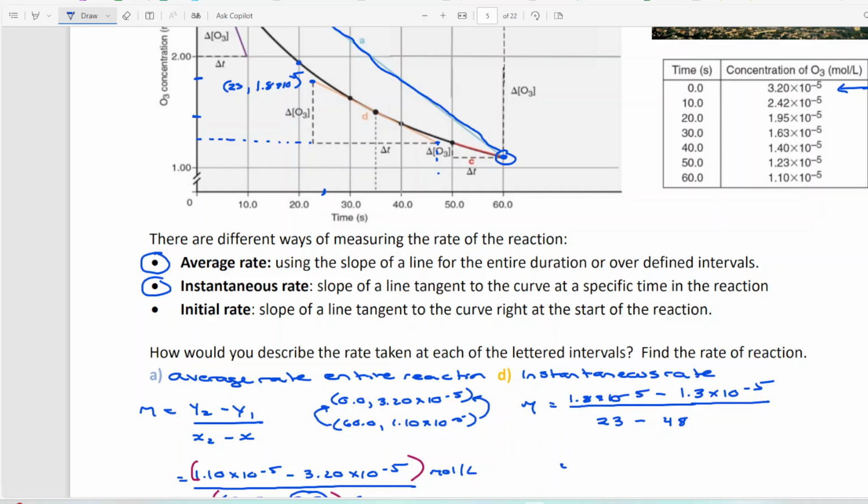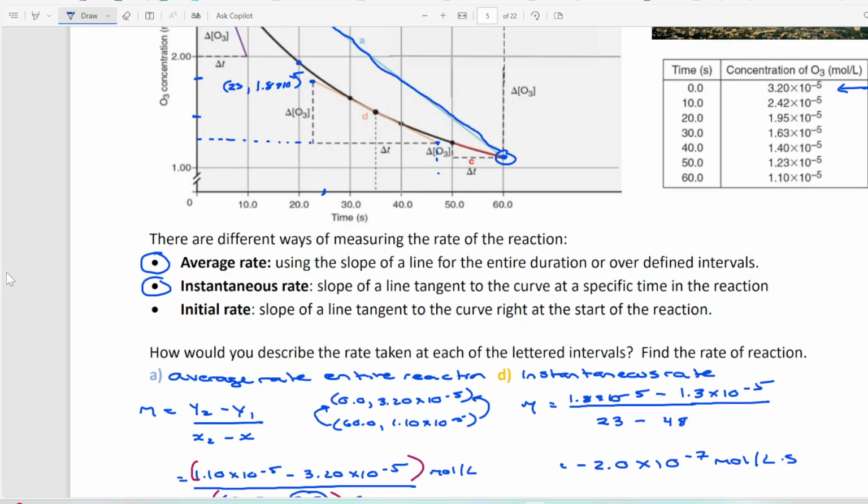Okay, and then again, we just plug this into our calculator, and everybody would have a bit of a different answer, but I'm only going to answer this one to 2 sig figs because of the accuracy of the graph I was reading off of. So 1.8 times 10 to the negative 5 minus 1.3 times 10 to the negative 5 equals, and then divide that by bracket 23 minus 48, unbracket, and I get negative 2.0 times 10 to the negative 7 moles per liter second. Okay, so again, that was an instantaneous rate at point D.